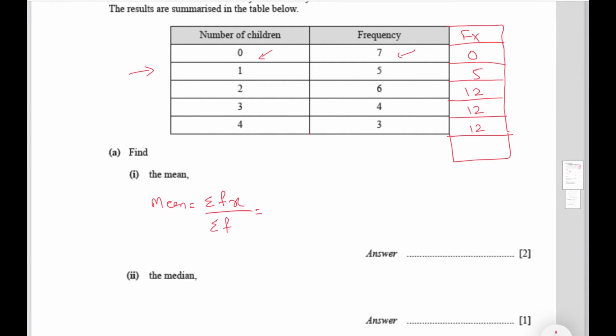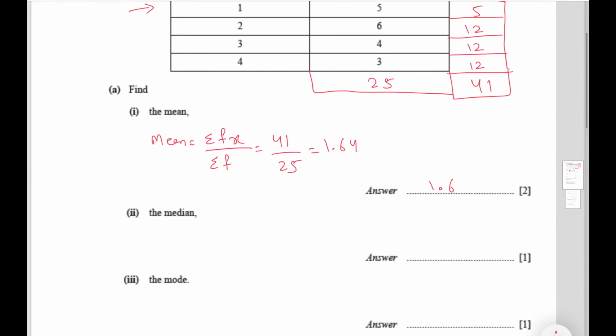The sum of fx, let's add all of these values. 12 plus 12, 24, plus 12 is 36, plus 5 is 41. So we write 41 over here. The sum of the frequency is 7 plus 5, 12, 12 plus 6 is 18, 18 plus 4 is 22, 22 plus 3 is 25. Okay, so we divide fx, which is 41, by 25. The value that we get is 1.64. So the mean is 1.64.